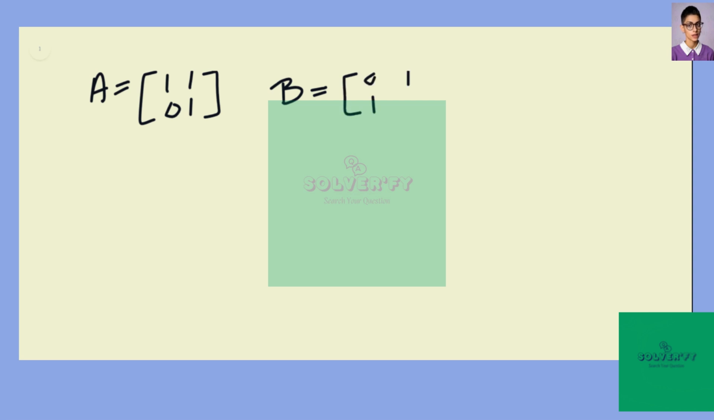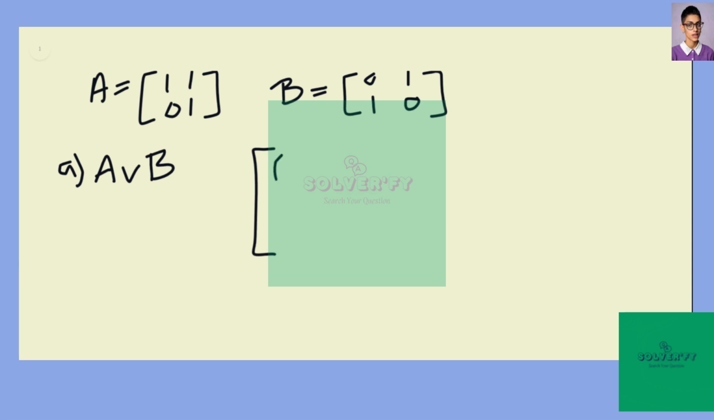Okay, so here for problem 26, we're given two 2x2 matrices. A, which is equal to 1, 1, 0, 1, and B being equal to 0, 1, 1, 0. So for part A, we want to find A OR B, okay?